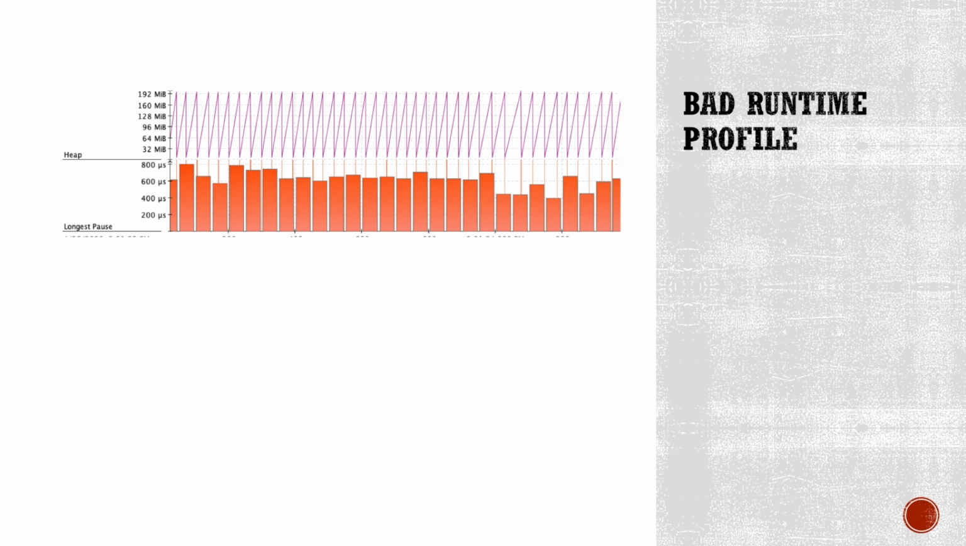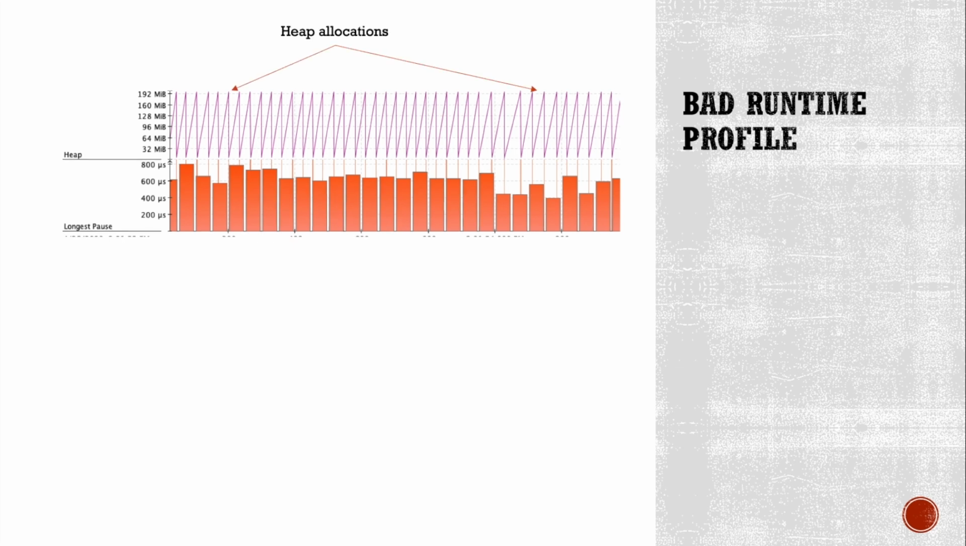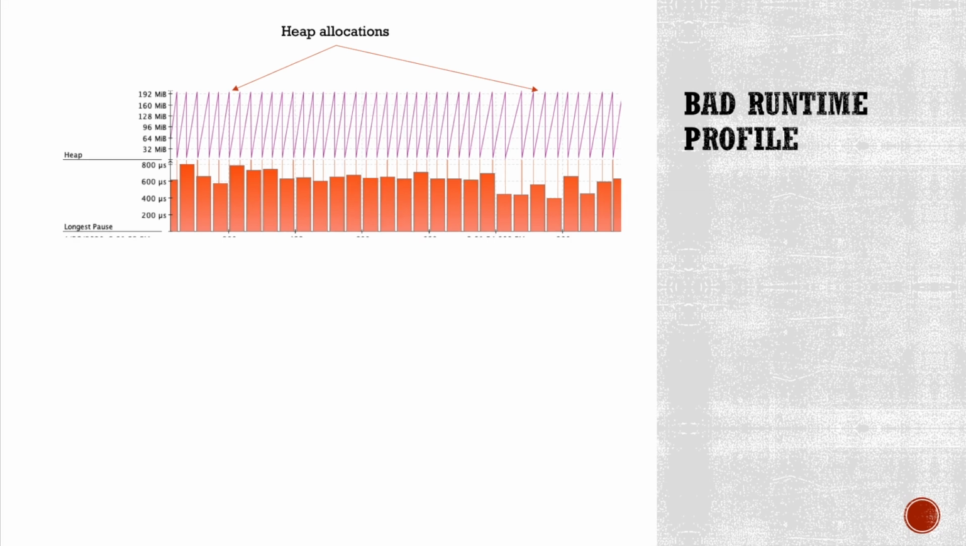Now, what makes this a bad runtime profile? Well, look at the heap allocations here. Look at how it grows and drops, between 32 megs all the way up to 192 megs quite quickly. You can see it in the graph here. And then it drops right back down, and you see this bandsaw picture here. The next hallmark of a bad runtime profile is the amount and frequency of garbage collection.